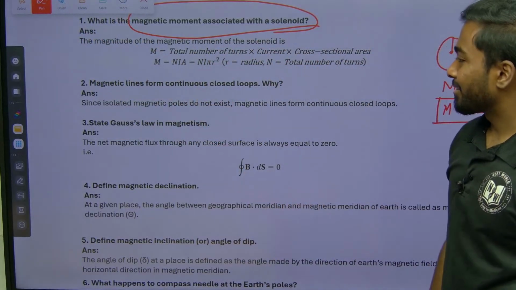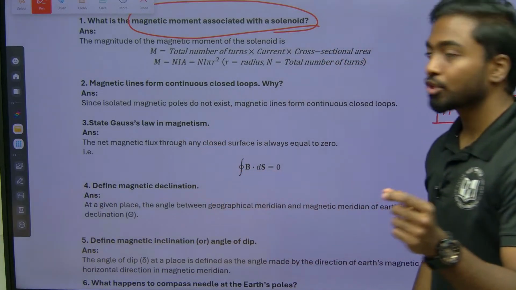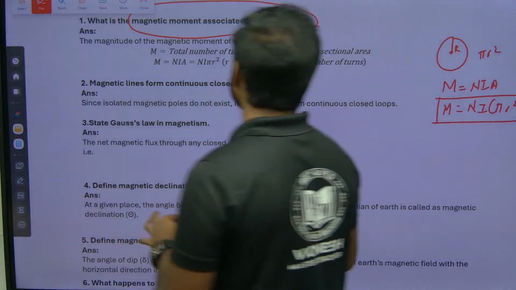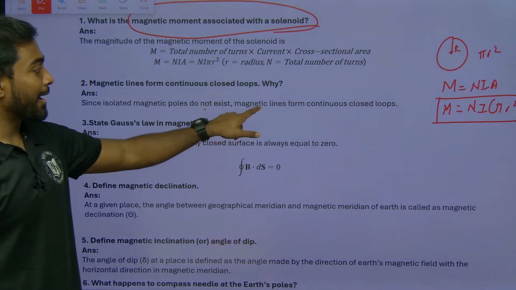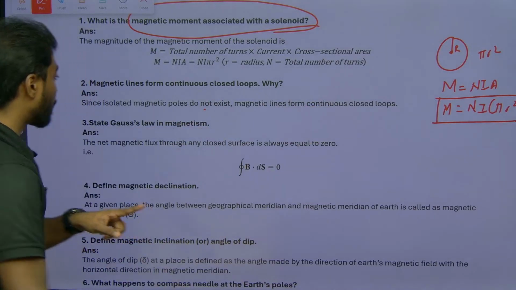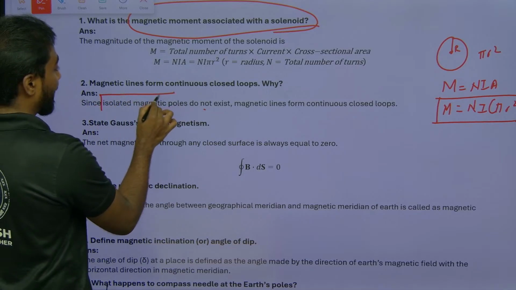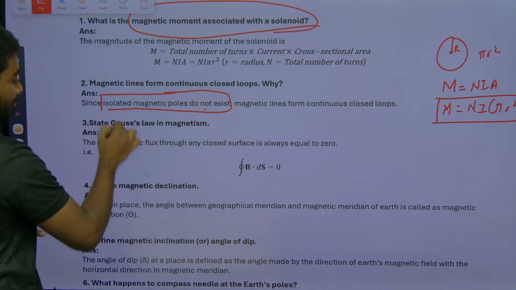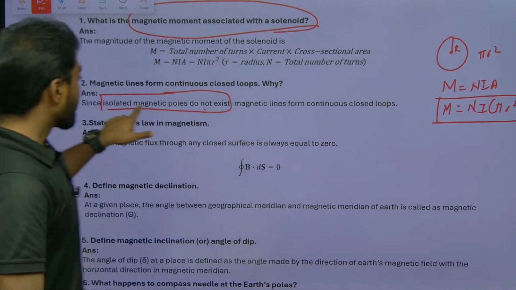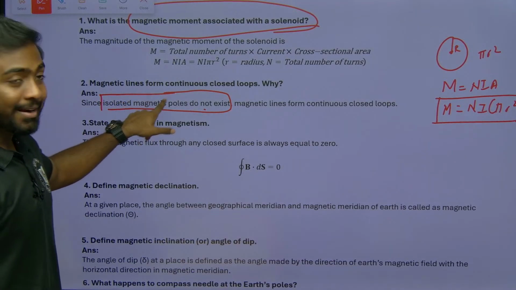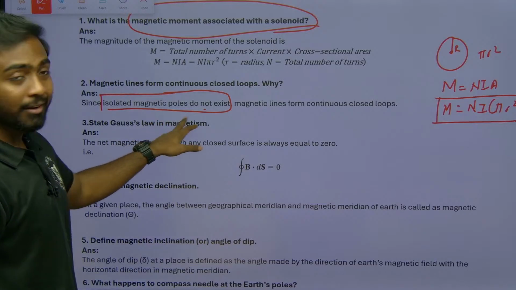Got it? And the next question: the magnetic lines form continuous closed loops. Why do they form continuous closed loops? Since isolated magnetic poles do not exist, the magnetic lines form continuous closed loops. What is the meaning? What are they saying? Isolated magnetic poles do not exist. That's why the magnetic lines form closed loops. The answer is isolated magnetic poles. Got it? And the next one: state Gauss law in magnetism.